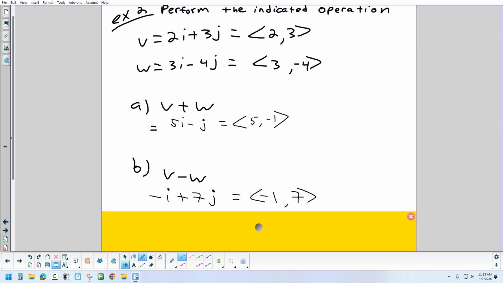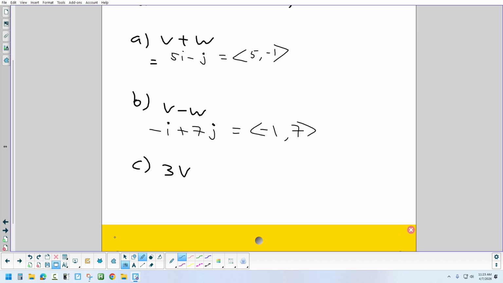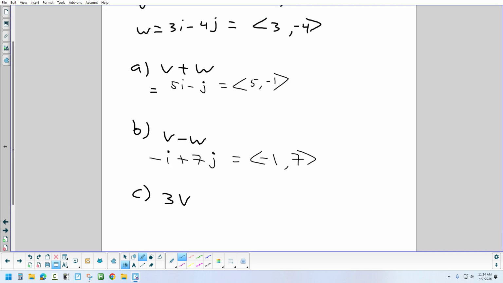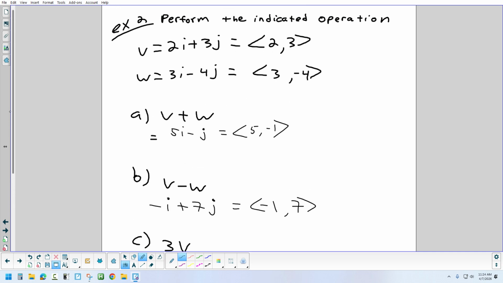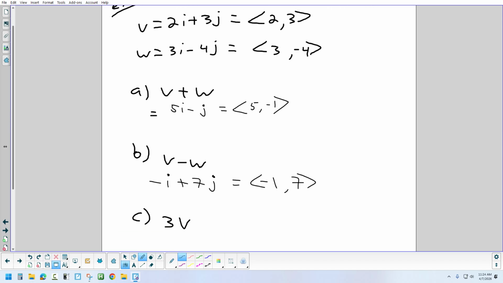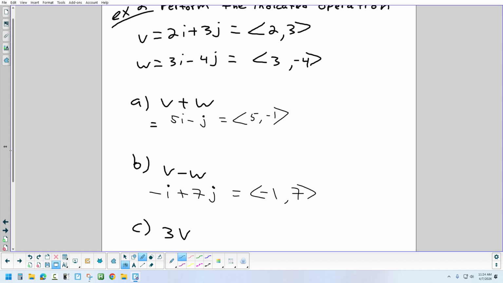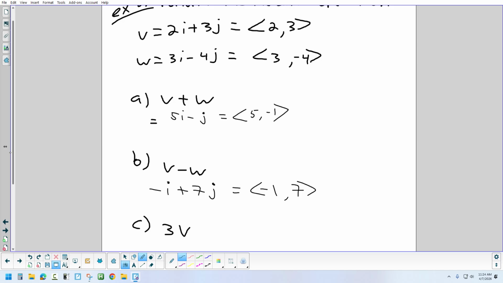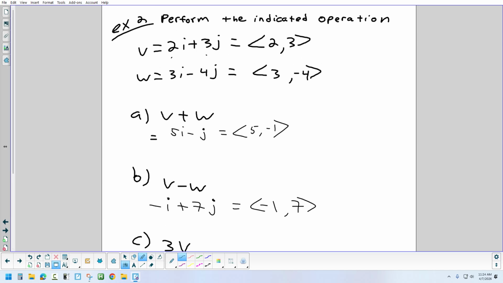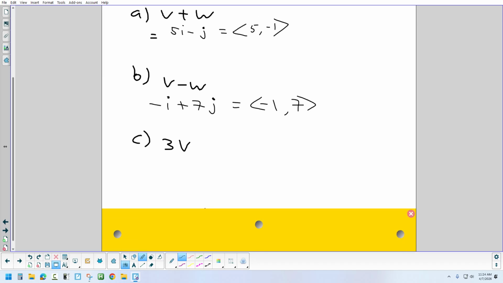Okay, so that's adding and subtracting two vectors. Let's try scalar. Yesterday we would have taken v and made 3 copies of it and connected them all. And that would have been our answer. But today we're just going to scale v. What would 3v be in unit vector notation? 6i plus 9j. Think of that 3 as being distributed to each number in the vector, to the 2 and the 3. So 6i plus 9j.